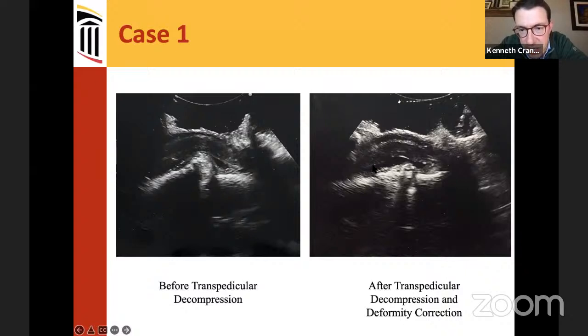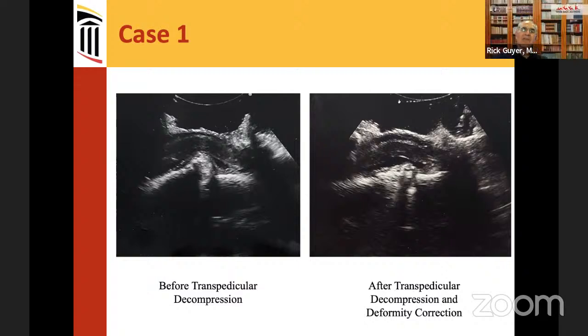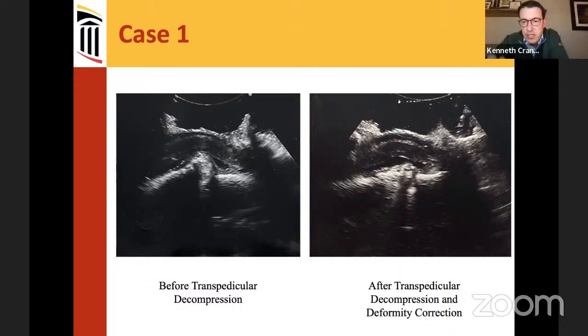And here you're seeing CSF ventral to the spinal cord and no bone touching the spinal cord anymore. This is a live image, so you'll see the spinal cord pulsating up and down within the thecal sac. And Ken, how far away do you hold the probe from the dura? A couple of centimeters, but you can set the depth to whatever you want.